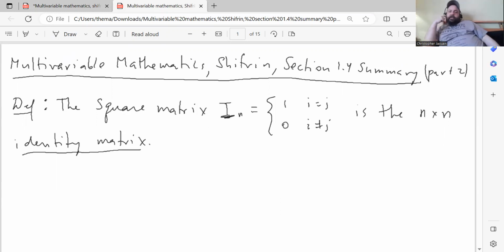So here we start with another definition. The square matrix, which we denote I sub n, is defined to be 1 on the diagonal and 0 everywhere else. So this diagonal matrix is called the n by n identity matrix. And the reason for that is if you multiply any matrix by the identity, it doesn't change the value. So it acts kind of like the number 1 does for real numbers, but in this case, it's for matrices.